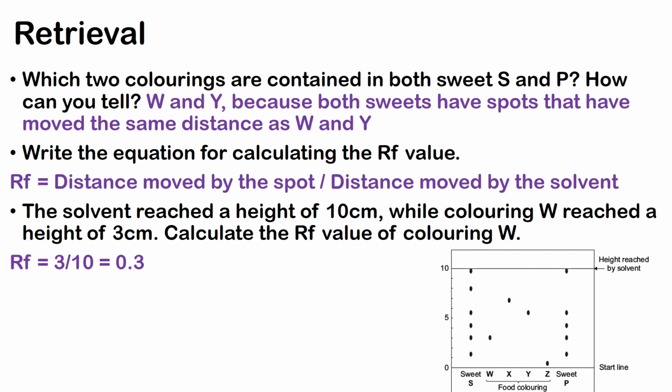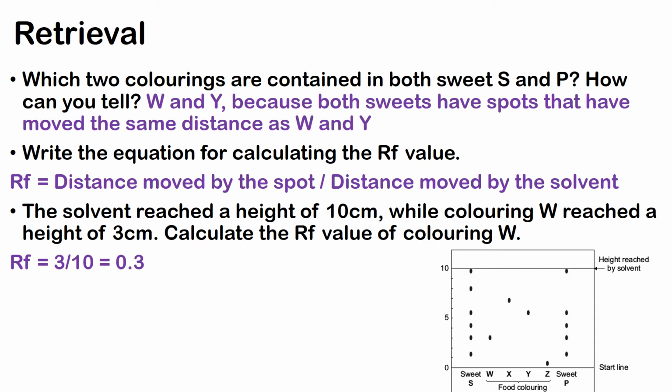So the second one, write an equation for calculating the RF value. From last lesson you should remember that RF is the distance moved by the spot divided by the distance moved by the solvent. And then let's put that into practice in question 3. The solvent reached a height of 10 centimeters while colorant W reached a height of 3 centimeters. Calculate the RF value for colorant W. Remember it's distance moved by spot divided by distance moved by the solvent. So you're going to do 3 divided by 10, which should give you a value of 0.3.